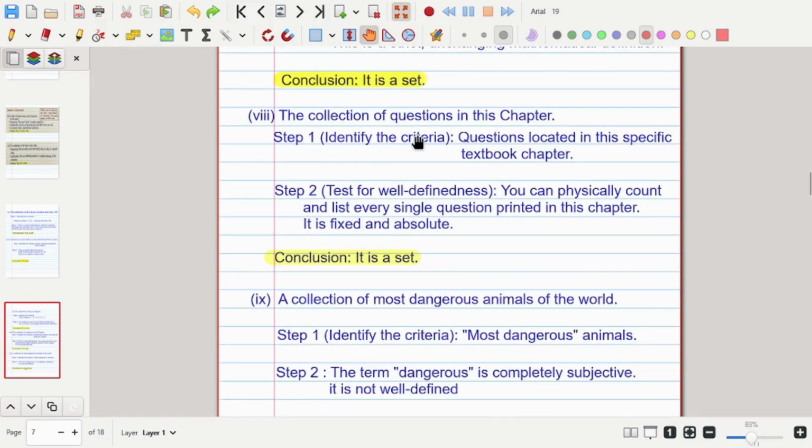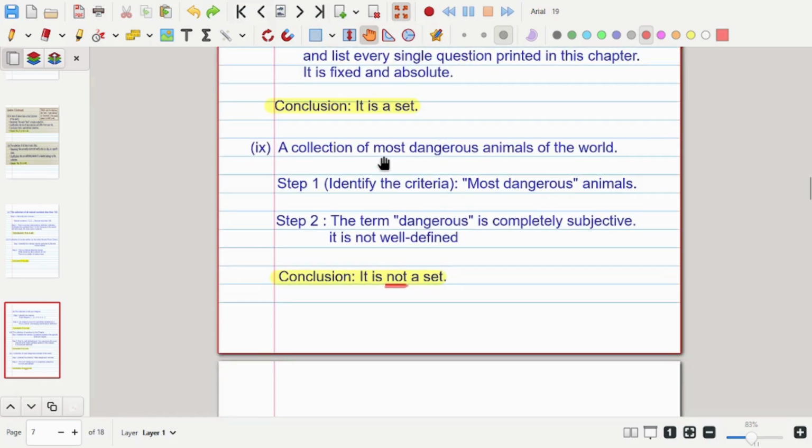The collection of questions in this chapter: the criteria is that the questions are located in this specific textbook chapter. You can physically count and list every single question printed in this chapter. It is fixed and absolute. For example, if you count and list every single question mentioned in the chapter 1 set, then it is fixed and absolute. It doesn't vary from person to person. Therefore, it is a set.